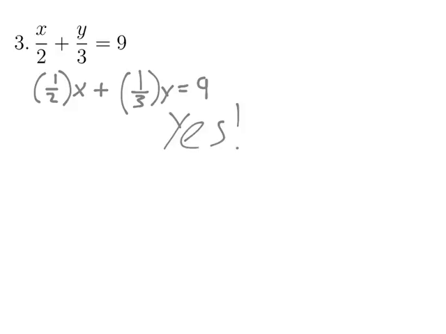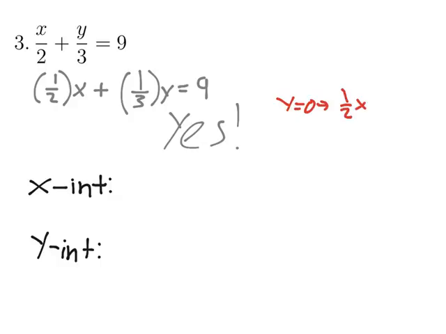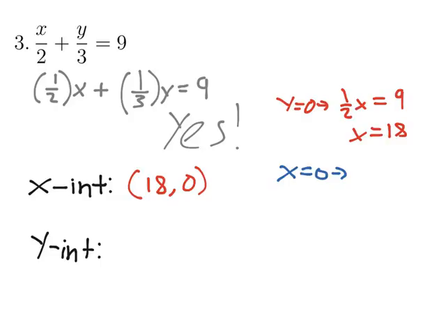Again, let's try to find the x and y-intercepts. So for the x-intercept, y equals 0, which gives us 1/2 x plus 0 equals 9, or x equals 18. So our x-intercept is (18, 0). For the y-intercept, we set x equal to 0. This means that 0 plus 1/3 y equals 9, or y equals 27. So our y-intercept is (0, 27).